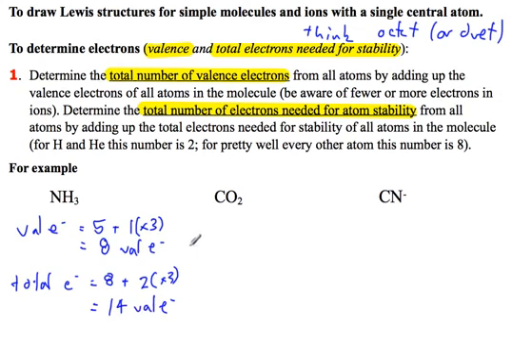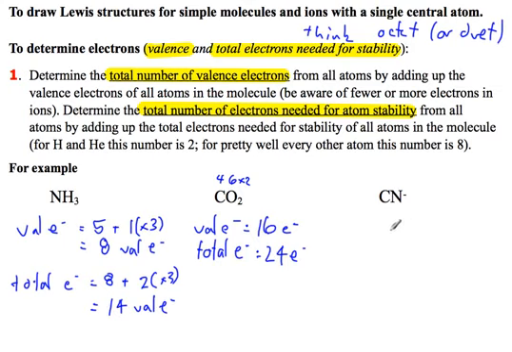How about for CO2? Same process. So valence electrons: carbon has 4, oxygen has 6, and there's 2 of them. So valence electrons for CO2 is going to equal 16. Total electrons to satisfy the valence shell is going to be 3 times 8. Each one needs 8, so that's going to be 24 electrons.